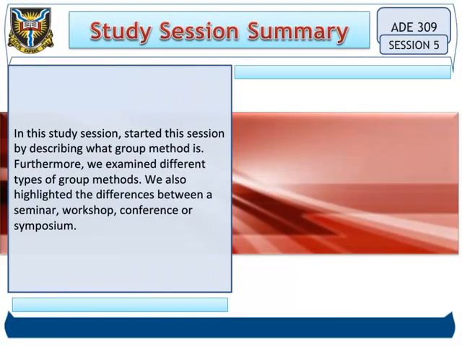Study section summary. In this study session, we started by describing what group method is. Furthermore, we examined different types of group methods. We also highlighted the differences between a seminar, workshop, conference, or symposium. This is the end of study section 5.